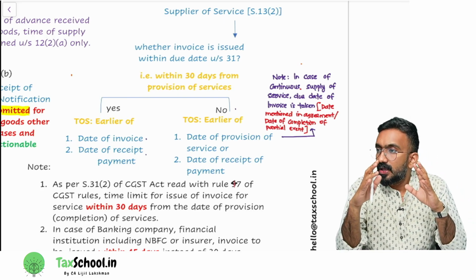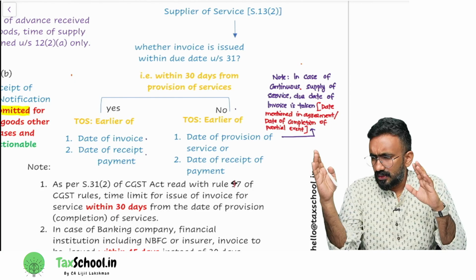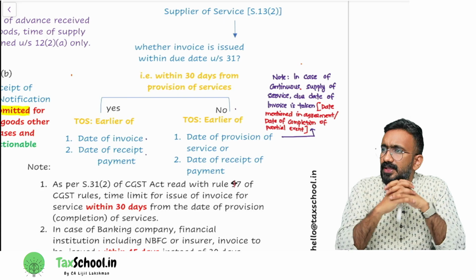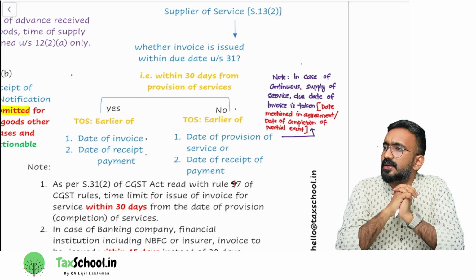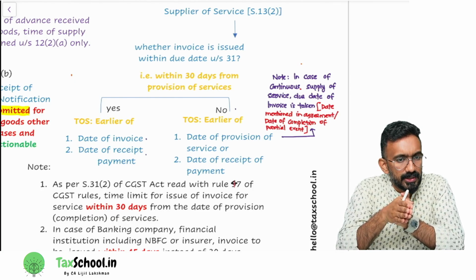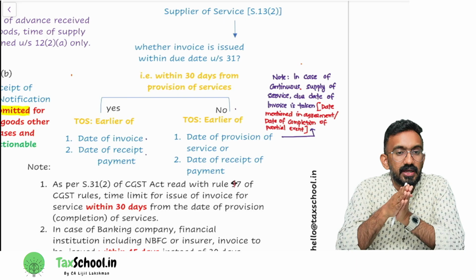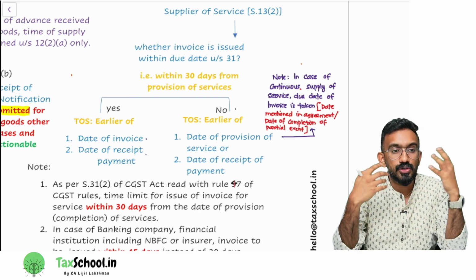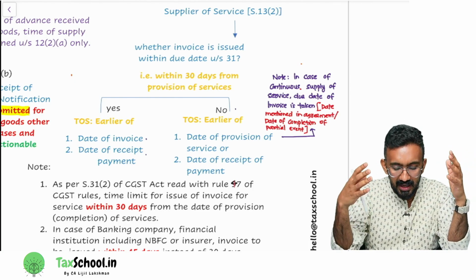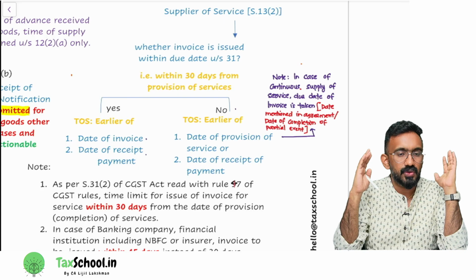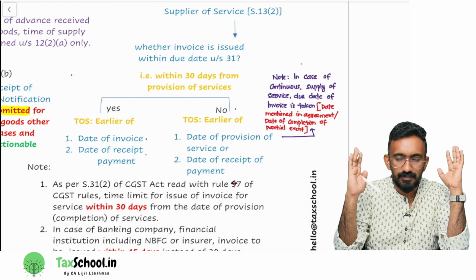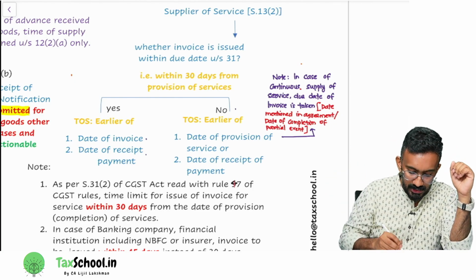Now, same question, you can look at the screen. Let's read it once and then we'll go to a question and resolve this also. Whether the invoice is issued within the due date under Section 31. In goods, what is the due date under Section 31? We have to decide whether the supply of goods involves movement of goods or not. Service, nothing. Very simple provision. After completing the service, you are supposed to give a bill within 30 days. If you have done that, then you will go into this first part.